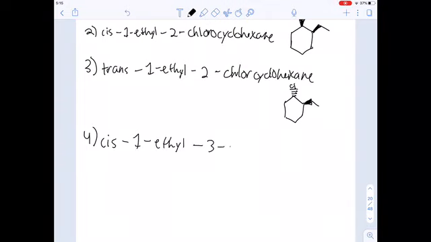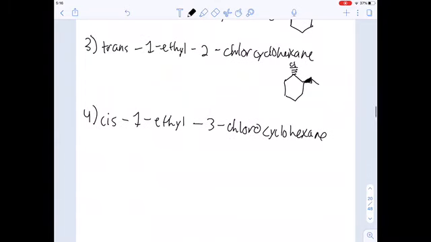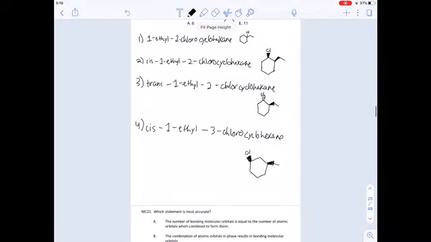Then number 4 is going to be cis-1-ethyl-3-chlorocyclohexane. Oh my goodness, I'm a mess. Cis-1-ethyl-3-chlorocyclohexane. Okay, good. One, two, three.